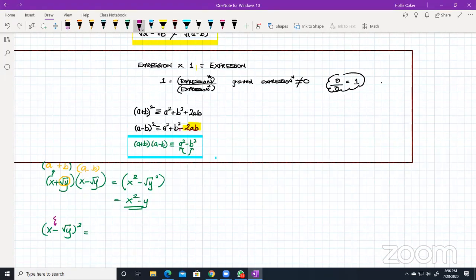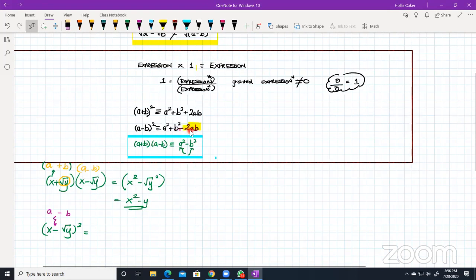And if I use different symbols, this x could have been a for all I know, and y could have been b for all I know. And so the structure of the question would be like (a minus b) all squared, for which I know the answer is what? a squared plus b squared minus 2ab.